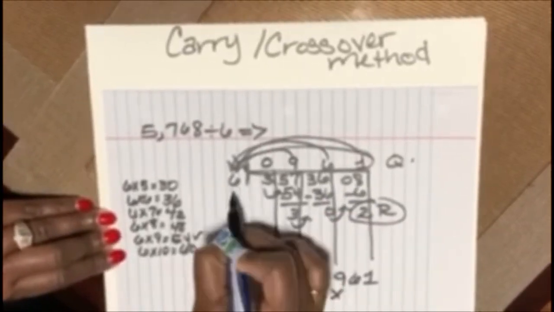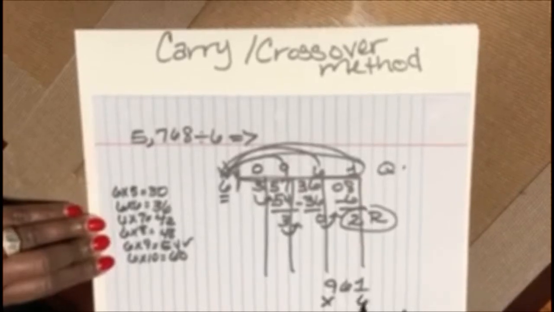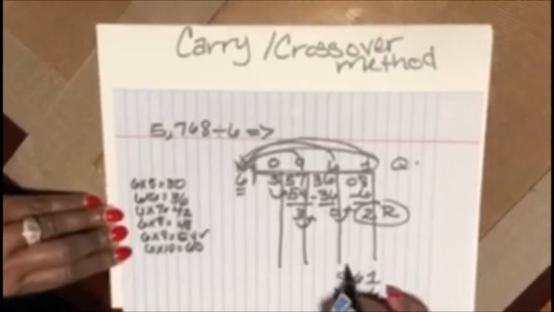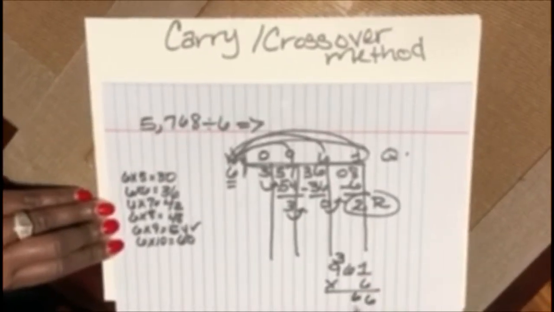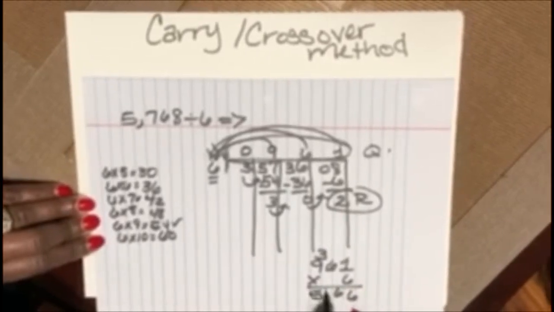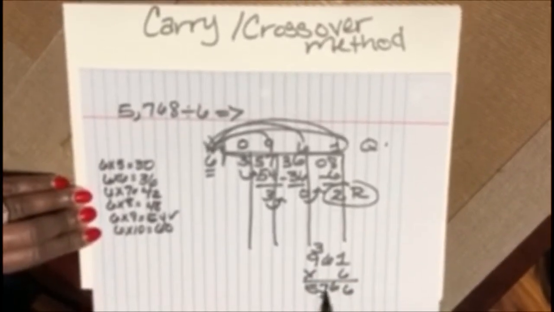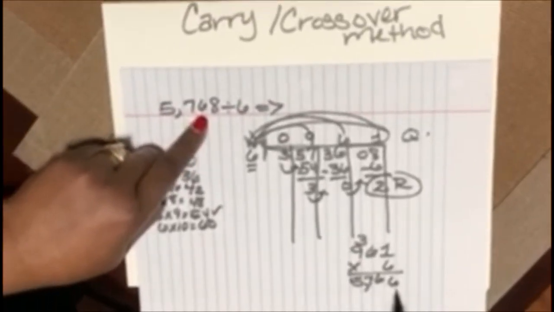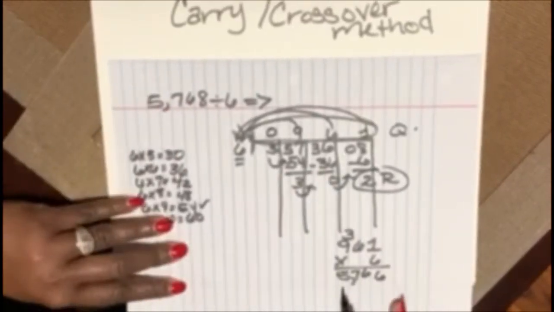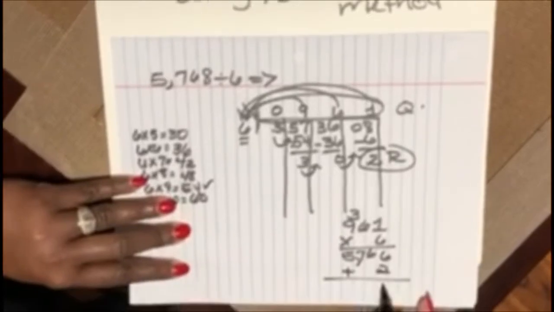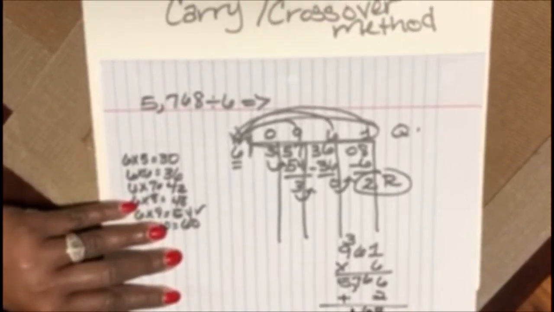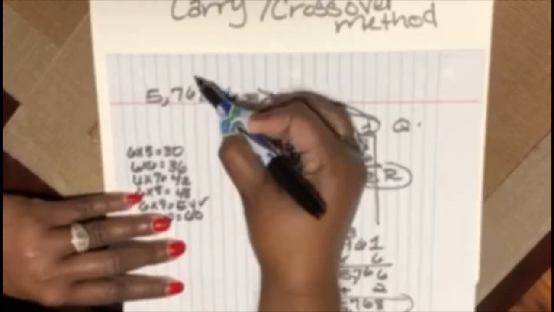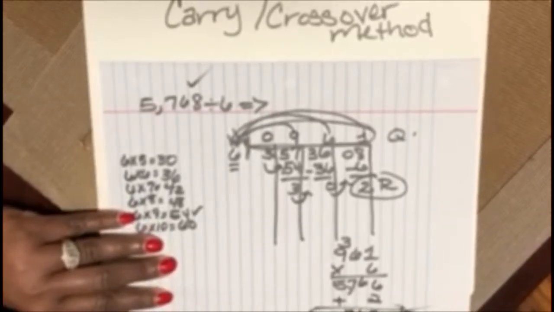So 961 times my divisor, which is 6. So 6 times 1 is 6. 6 times 6 is 36. Carry my 3. 6 times 9 is 54, plus 3 is 57. So I'm left with 5,766. But my original dividend was 5,768. Oh, that remainder. Plus 2. 6 plus 2 is 8. 6, 7, 5, and wow, it matches my original, my product, and I'm correct.